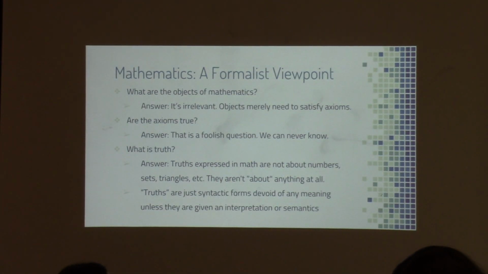And what are the objects of mathematics to a formalist? It is irrelevant. You cannot ask that question, and if you do ask it, I refuse to answer it. Objects must merely satisfy axioms, and any object which satisfies the axioms works just as well. And so we never really know what objects we're talking about. Are the axioms true? Again, Hilbert would say, foolish question. You cannot ask that question, I will not answer it. All we can do is come up with our axioms, and you could think they're true, but there's no way to prove they're true.